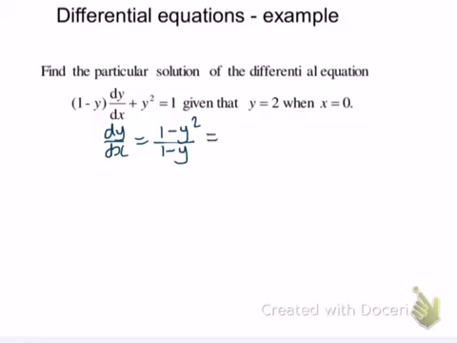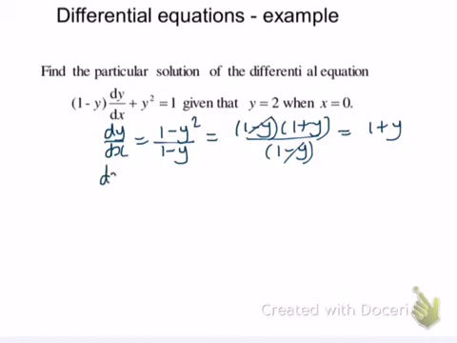And I can see on the numerator that I've got the difference of two squares. So I have (1 - y)(1 + y) all over (1 - y), and these cancel out to leave me with just 1 + y. So I've got a derivative of x on the left hand side and a function of y on the right. If I change this to dx/dy, I can change the right hand side to 1 over (1 + y), which I can now integrate.